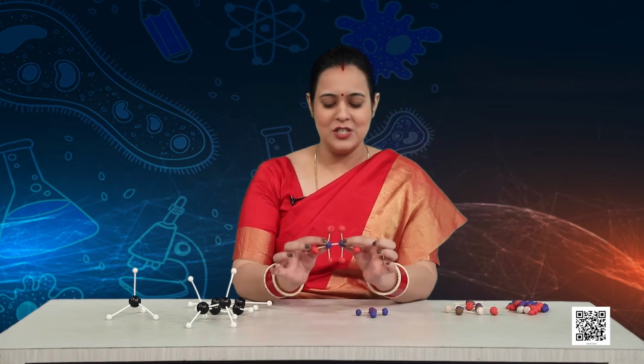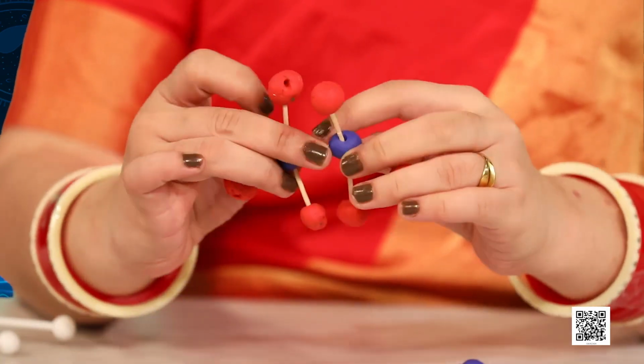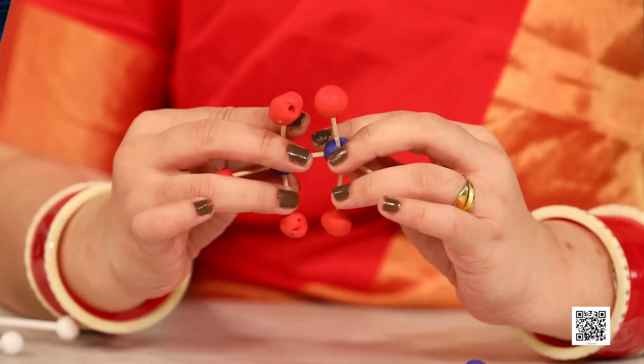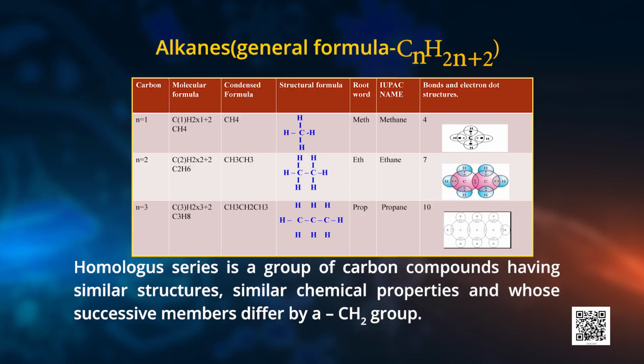Very good. So when we talk about the number of bonds, you can count 1, 2, 3, 4, 5, 6 and 7. So the number of bonds is 7 in the structure of ethane. In the same way you will propose the structure of propane. You can take help from the table given on the screen.